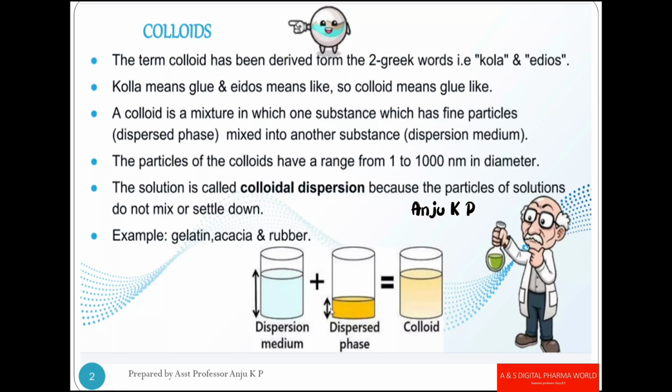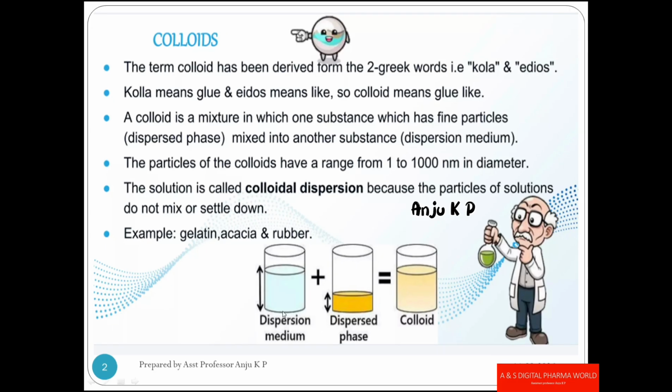So we'll be getting the colloids. When the size of the dispersed particles is approximately 1 nanometer to 1000 nanometer, that system we are going to call colloidal dispersion. So the colloidal particle size is 1 to 1000 nanometer. These particles are larger than molecules present in the true solution but smaller than particles present in the coarse suspension.